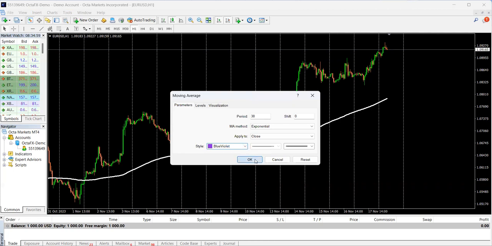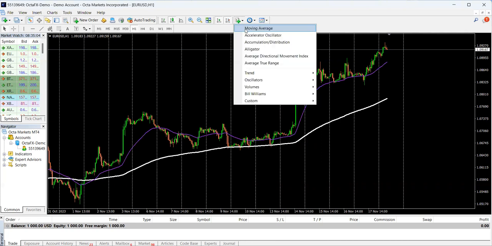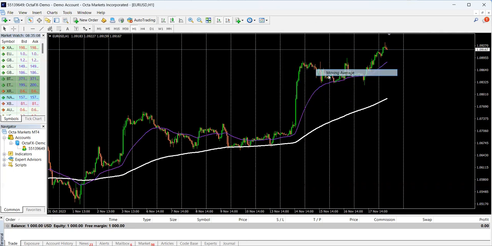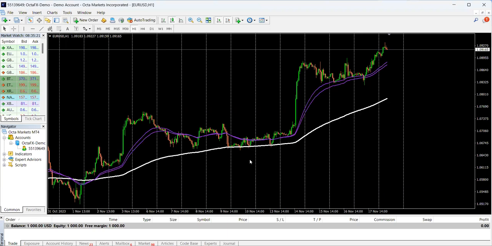So I apply that. Then I go back, same color, same indicator, same exponential moving average, but this time it's going to be EMA 48. Exponential moving average is also the same as EMA. It's just the short form for writing exponential moving average. So I have that there.